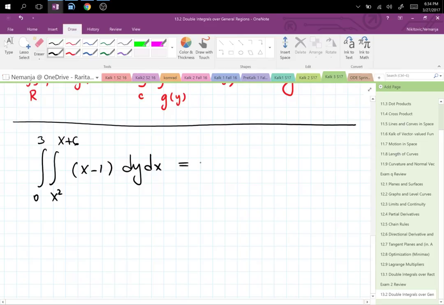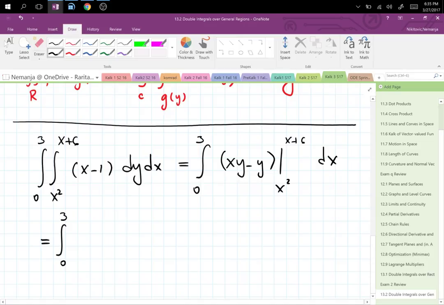So now, the inner integral, you copy 0 to 3, which is the outer. The inner integral, I'm integrating in terms of y, so it's xy minus y, computed from x squared to x plus 6, and you still have dx to deal with. Now there's going to be a lot of algebra here, right? Because you are supposed to plug in these functions for each y, and then work out the algebra and simplify. So what do we have?